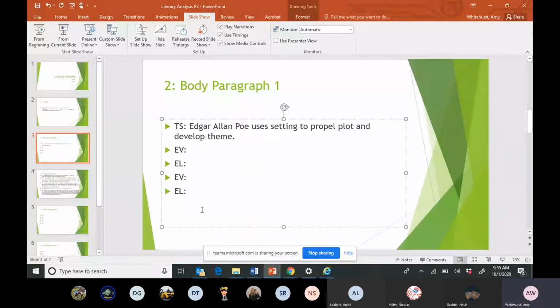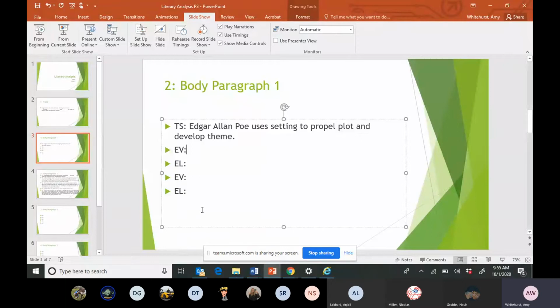So do you want to use the Telltale Heart first or the Black Cat first? I feel like Anjali's the only one talking to me today. The Telltale Heart. Thank you.